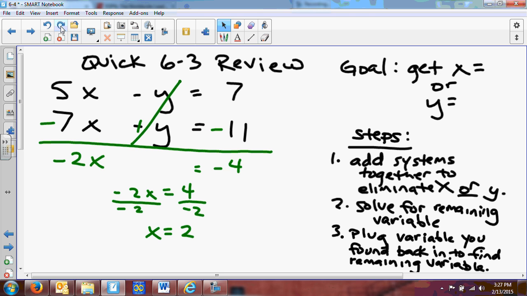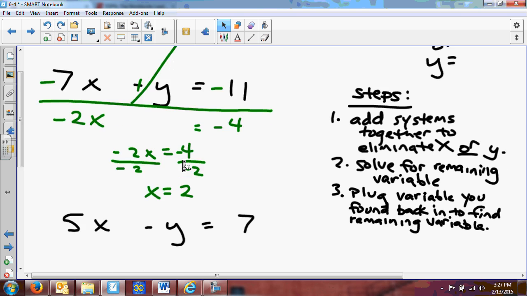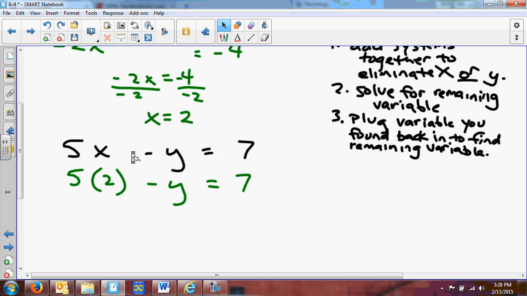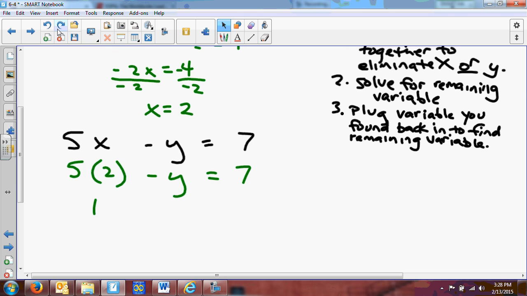x equals 2. Once we have x, we're going to plug it back into either one of these equations. I'm going to choose the top equation. Oops, I forgot the -4 there. Now that I know x is 2, I'm going to plug that in right here. I'm no longer going to write x. I'm going to replace it with the 2. So I have 5 times 2 minus y equals 7. This is an equation we can solve. 5 times 2 is 10. 10 minus y is 7.